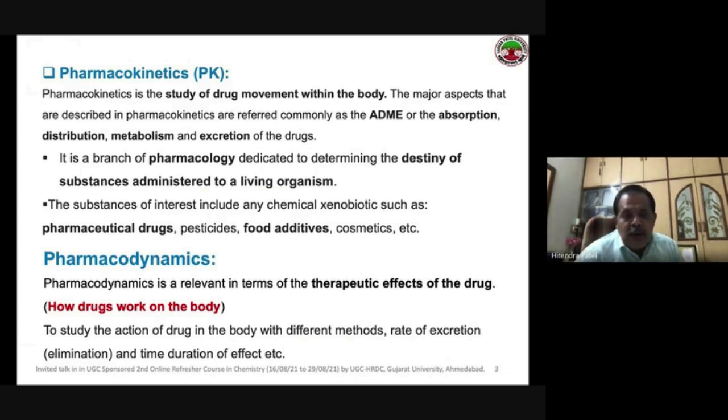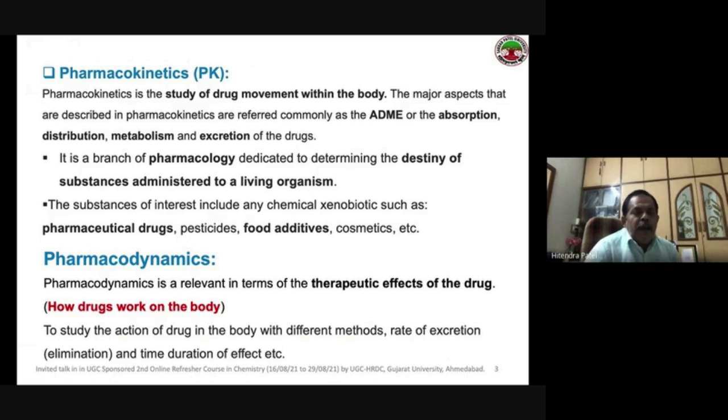Okay. So friends, pharmacokinetics is a branch of pharmacology, and mainly we have to learn the destination of a substance administered into a living organism, right? So after oral drug administration, we have to understand the fate of the substance that is administered to the living organism. The substances of interest include chemical xenobiotics, such as pharmaceutical drugs, pesticides, food additives, and cosmetics.